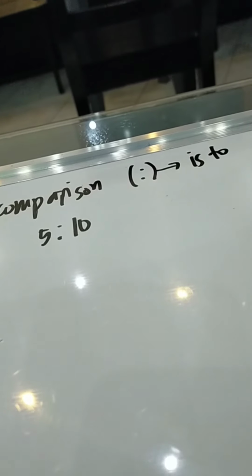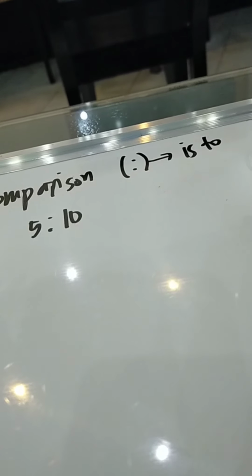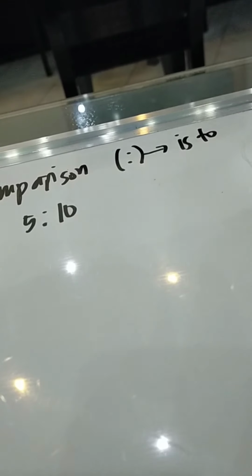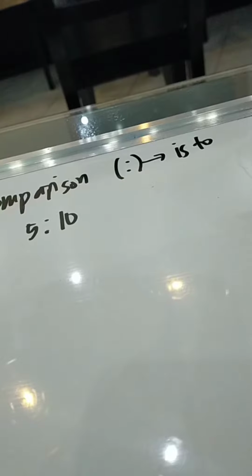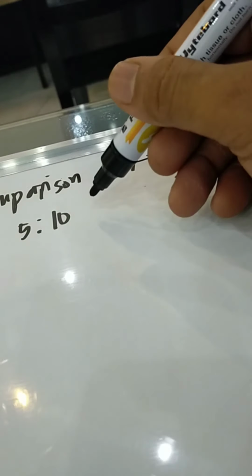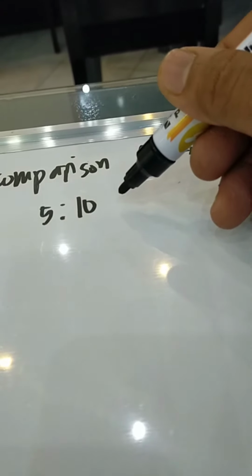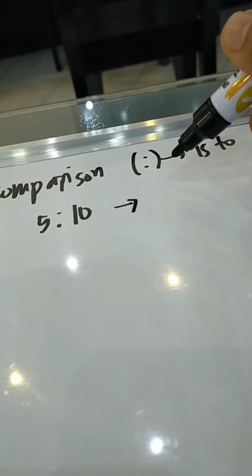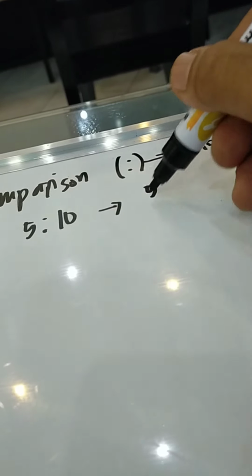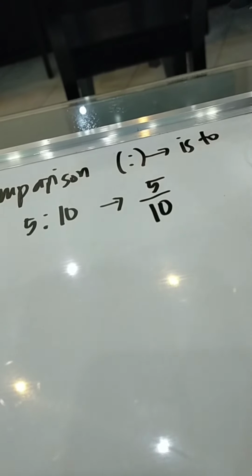So for a ratio, the two quantities must be in the same unit. If they are not, they should be expressed in the same unit before the ratio is taken. It can be treated as a function. So ibig sabihin, itong 5:10 can be treated also as a function.